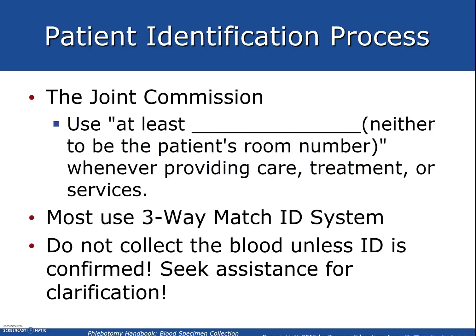The Joint Commission requires at least 2 unique identification systems, neither being the patient's room number, whenever providing care, treatment, or services. Most use a 3-way match ID system. So it's going to be the verbal from the patient, us checking against the armband or driver's license, and then also having the patient verify the tubes prior to leaving. We do not collect the blood unless ID is confirmed. Seek assistance for clarification. So it uses 2 unique identifiers.